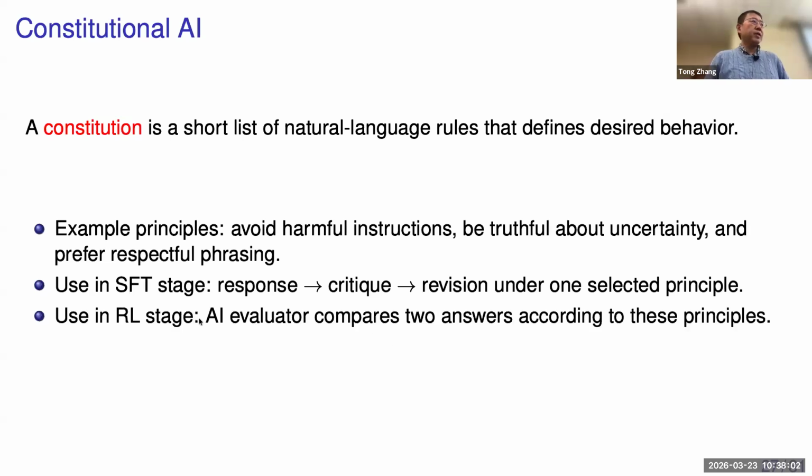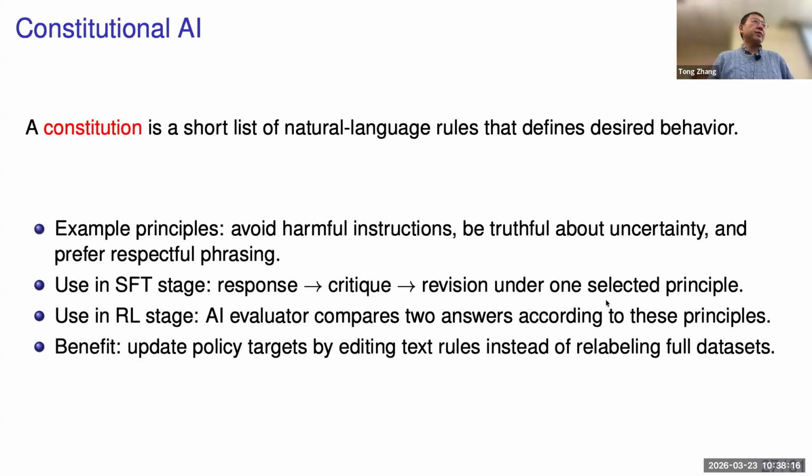You can also use that for the RL stage, in the sense of the RLHF stage, right? AI evaluates, comparing two answers according to these principles to say which one is preferred. So you could do that. Of course, then you can generate a lot more data this way. The benefit is that you just write rules, and given the rules, you generate a lot of data. You can do some filtering, but nevertheless, you do not have to do full data labeling.